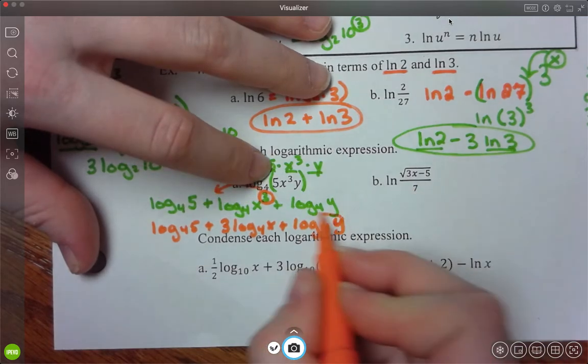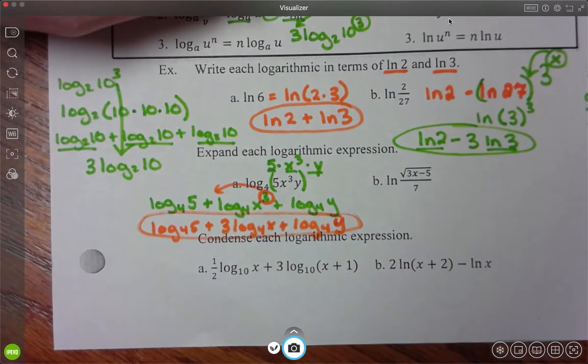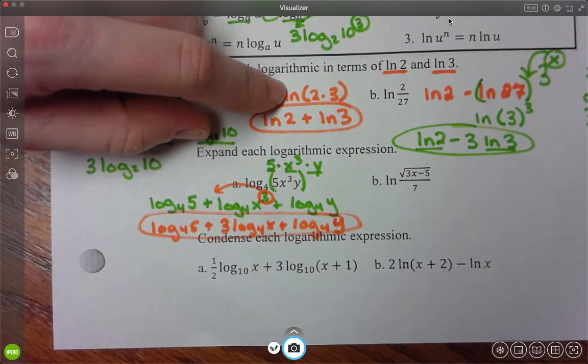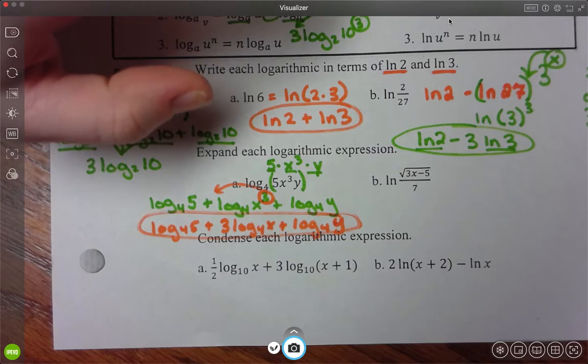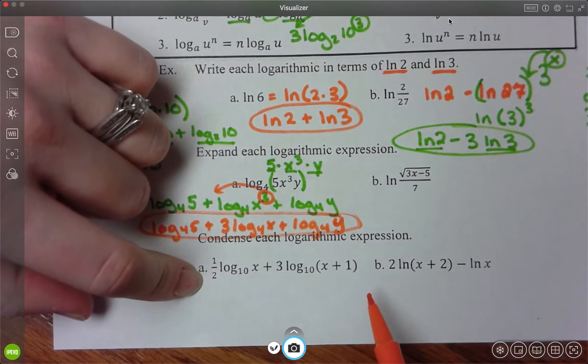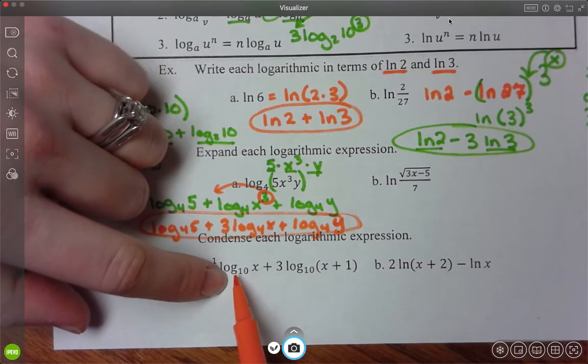And that's what he would look like after I expand him. Okay, so kind of a long thing, but that's okay. Now, keep in mind that if you go down here to the condensed ones, you cannot condense them if they're a different base. So this one would have to be log base 10, and that would have to be log base 10.